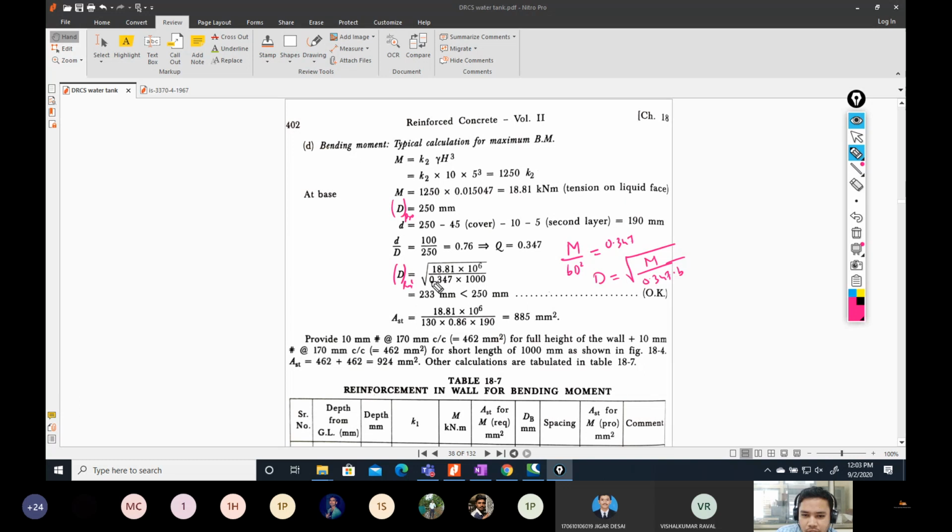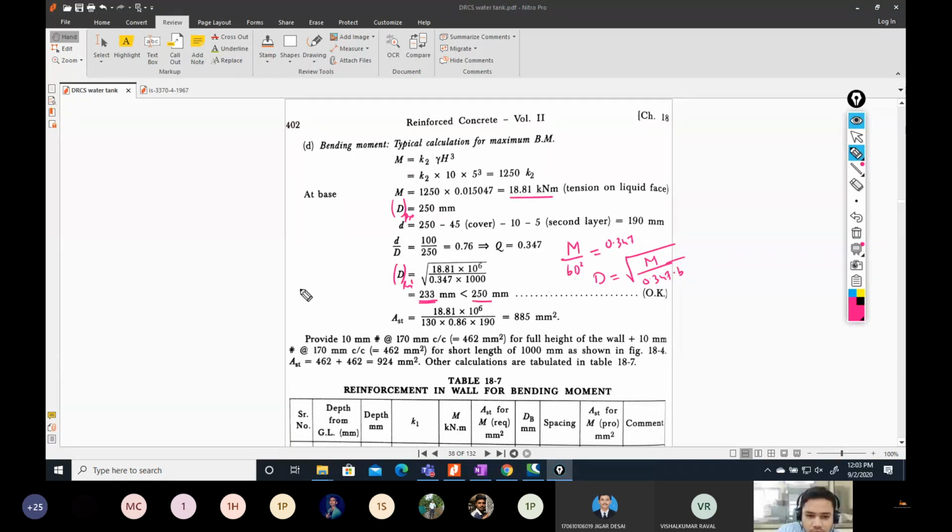Now width is 1 meter, so 0.347 into B, 1 meter, that is 1000 mm, and the moment is 18.81 kilonewton meter, so 18.81 into 10 to the power 6, so that it is in Newton mm. So finally we get the D required as 233 mm. Now D provided is 250 mm.